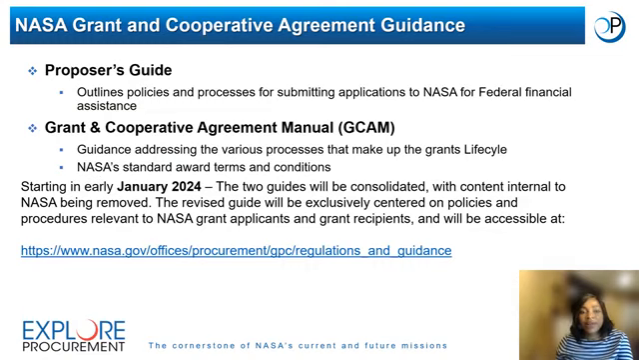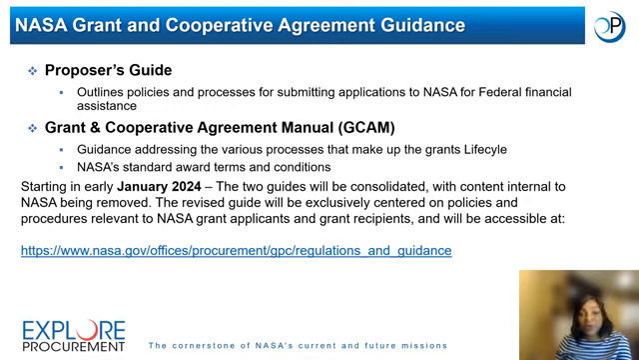In addition to the regulations, NASA has two important guidance documents that applicants and recipients must familiarize themselves with. The first is the Proposer's Guide, which outlines policies and procedures for submitting applications to NASA for federal financial assistance. The second is the NASA Grant and Cooperative Agreement Manual, or GCAM. The GCAM provides award management policies and procedures to facilitate NASA's compliance with 2 CFR Part 200 and the 2 CFR Part 1800, as well as guidance addressing the various processes that make up the grant's lifecycle.